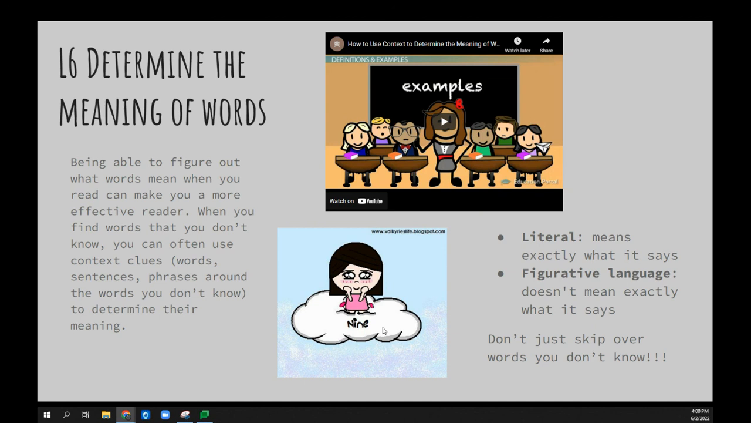I'm on cloud 9. Okay, so you really have to use different strategies to determine the meaning of your words, but don't just skip over those words that you don't know, guys. Use those strategies.